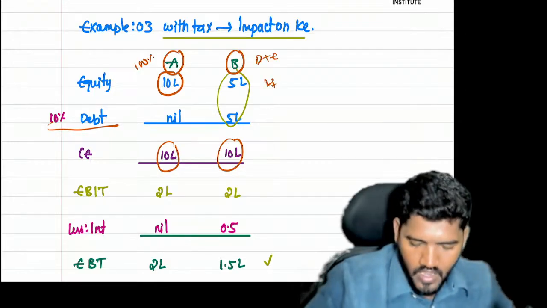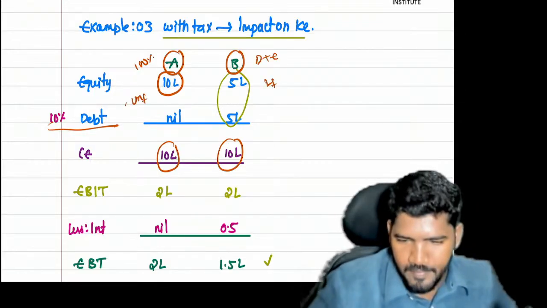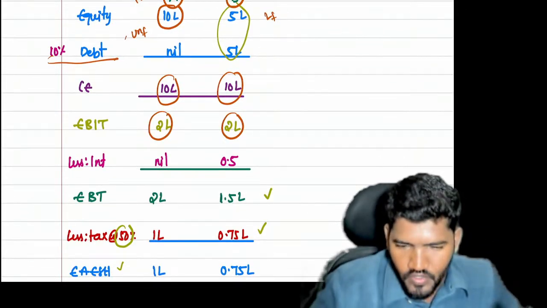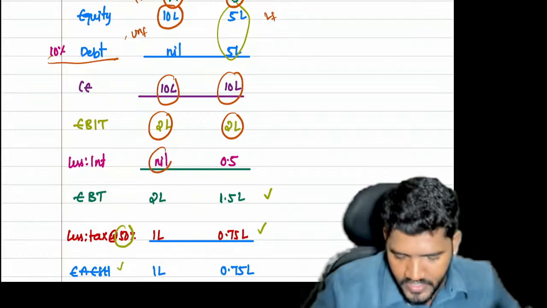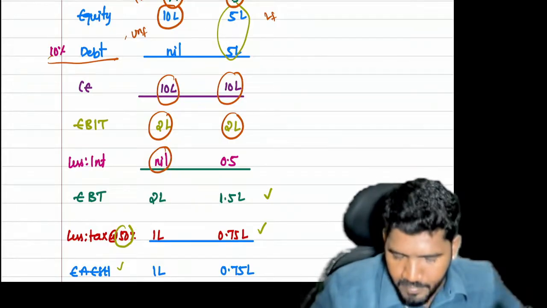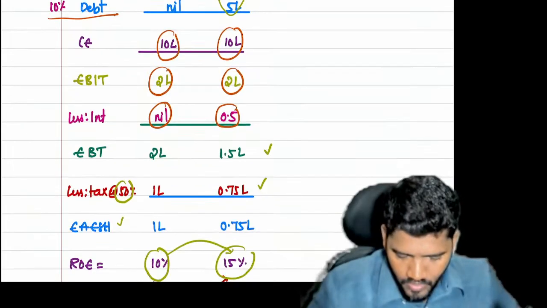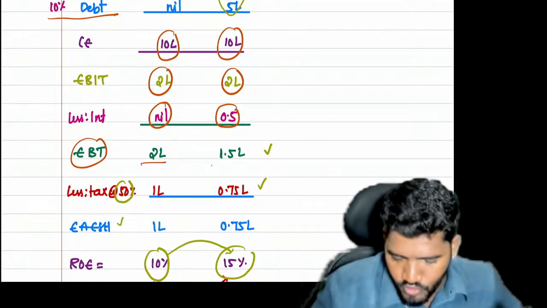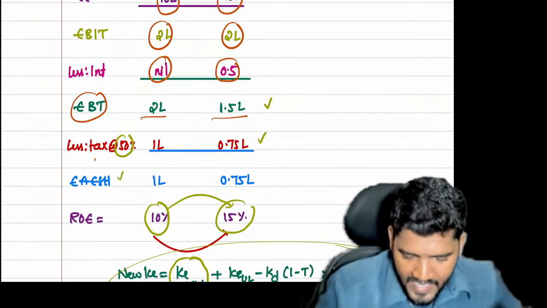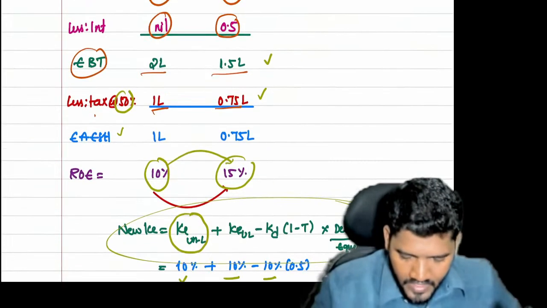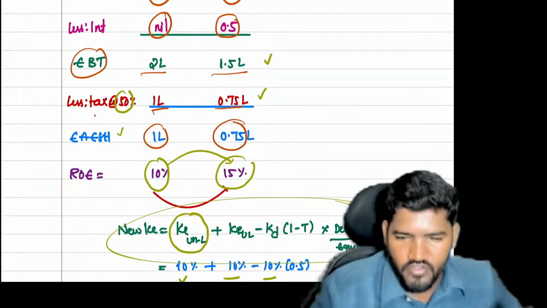Levered firm, unlevered firm. Now the EBIT of the company is 2 lakhs, 2 lakhs. Interest for company A: no interest. Why? Because there is no debt. But when it comes to company B, there is interest at 10% of the capital. Now you will get EBT 2 lakh, 1.5 lakh. Less tax, assumption 50%: 1 lakh, 0.75 lakh. EAT 1 lakh, 0.75 lakh.